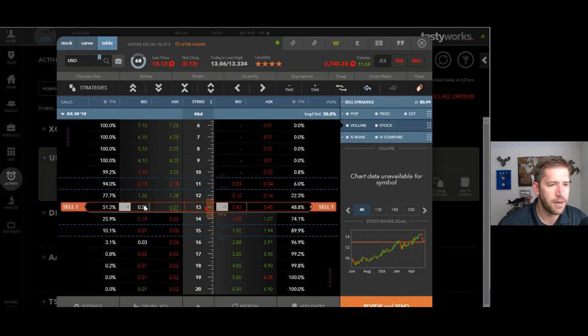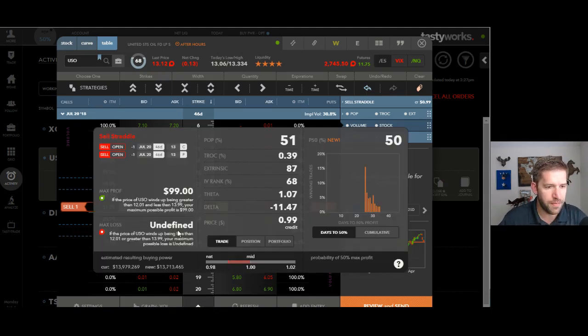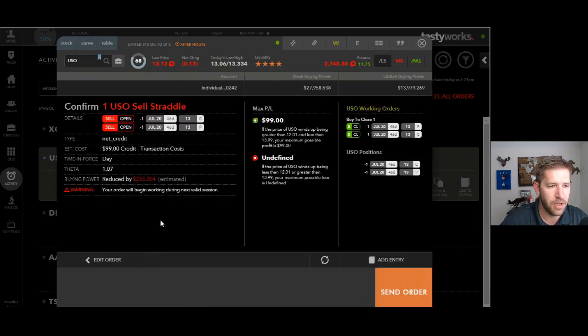But anyways, the USO trade here, this is one that I like to put on. It's one of my bread and butter trades simply because USO is such a low price security. It's only a $13 stock, so it doesn't make a ton of sense not to get in on this position. And I'll show you why here in just a second. So it's a $99 maximum profit on this trade, but if we look at the buying power reduction, it's only reducing my buying power by $265 for placing that trade.